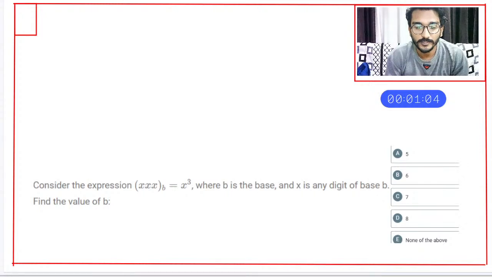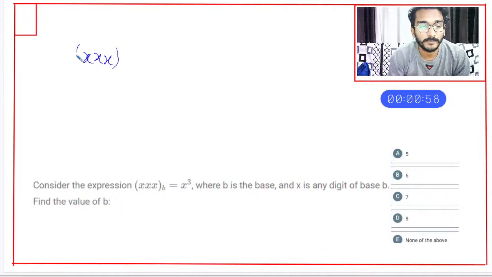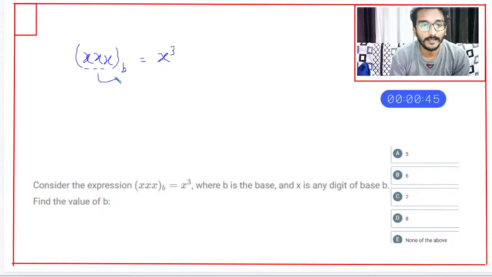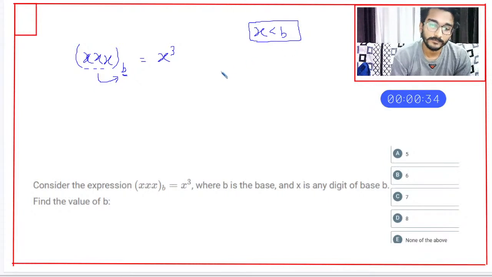All right, so let's start the question now. The concept is we have this x x x with the base b equal to x cubed, where b is the base and x is any digit. First of all, you should remember that whatever is inside this is always less than the base. This x is always less than base b. These are the fundamentals of the base system.